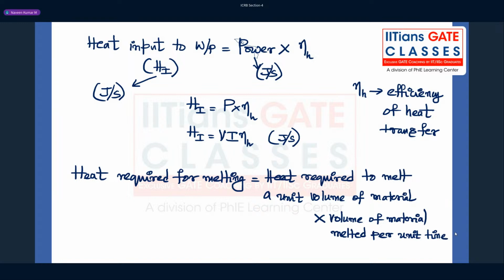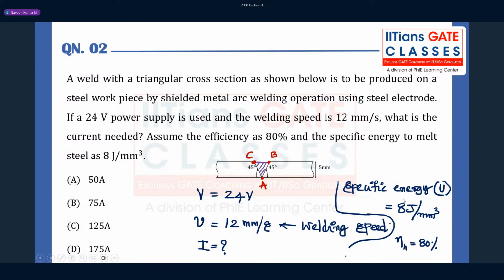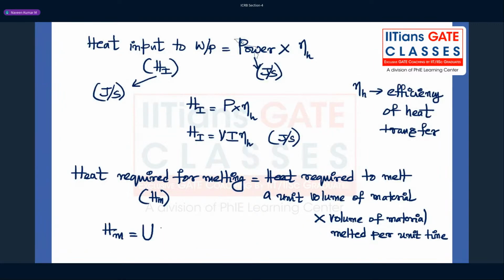So, I'm denoting this as HM, right? HM is equal to the heat required to melt a unit volume, the specific energy, U. Now, the volume of material melted per unit time.